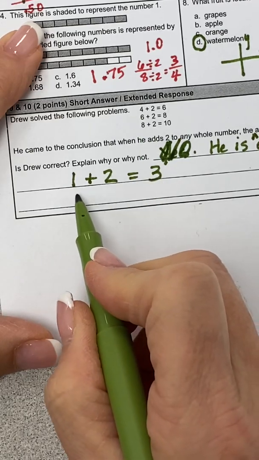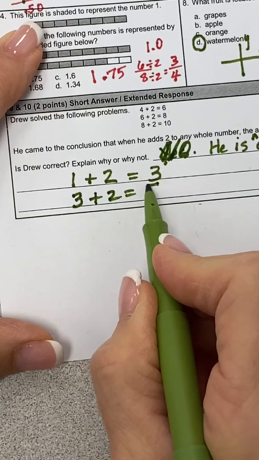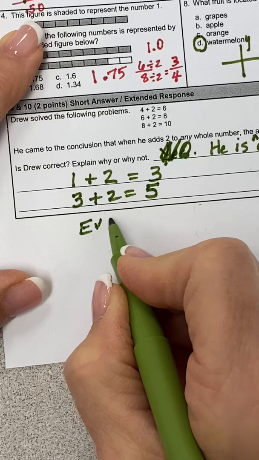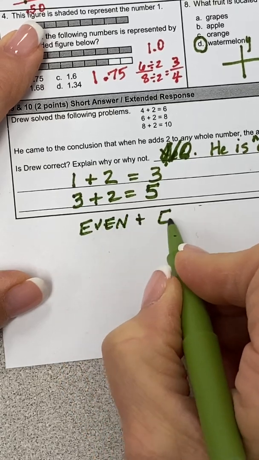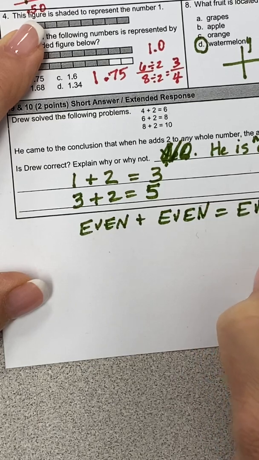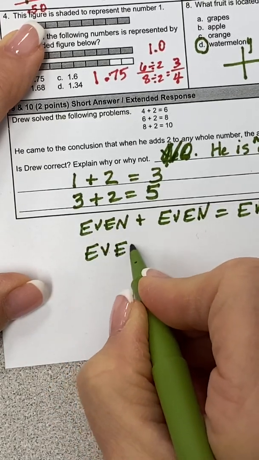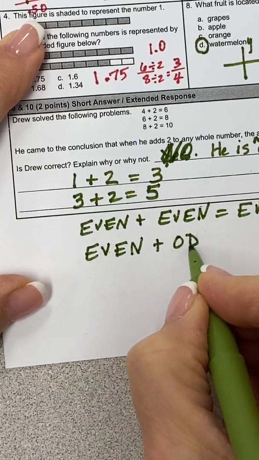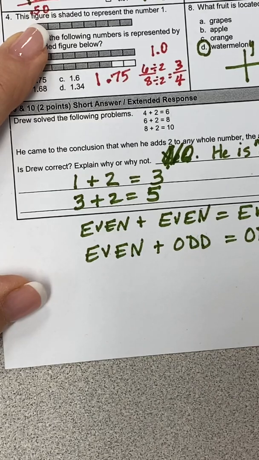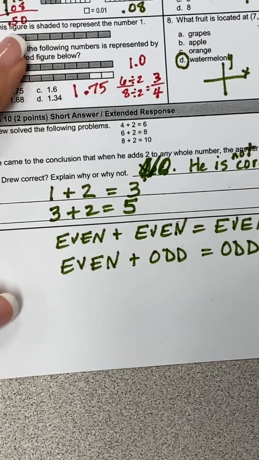So let's take the odd number of 3. What happens when you add 2 to it? Okay, so even plus even equals even. Even plus odd equals odd. Very good. I caught myself.